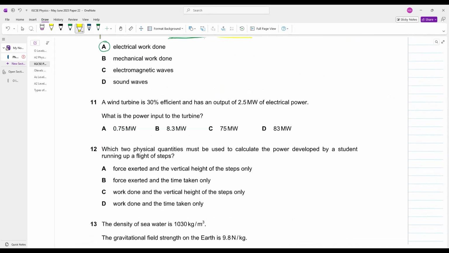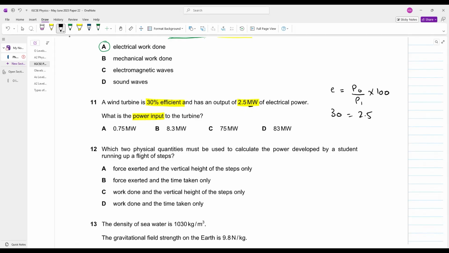A wind turbine is 30% efficient and has an output electric power of this. What is the power input? हमने power input निकालना है. How will we do that? एफिशिएंसी का फॉर्मूला क्या होता है बेटा? पावर आउटपुट डिवाइडेड बाय पावर इनपुट इनटू 100. एफिशिएंसी क्या है? 30%. What is your power output?